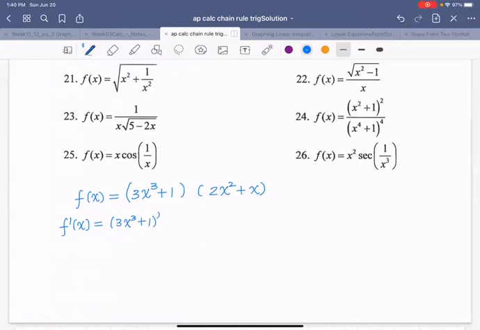This guy derivative times 2x squared plus x, plus this guy copy down, 3x cubed plus 1, times this guy derivative. Okay? Yeah. Let's continue. How much is this here?